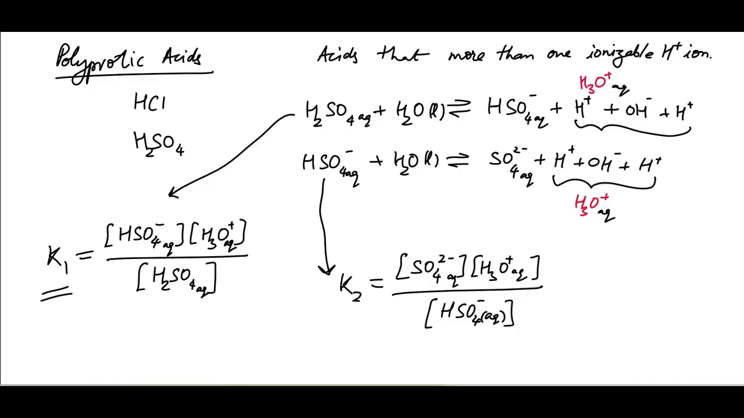Now K1 and K2 have different values, and the one which has the higher value indicates an increased tendency of ionization of that particular category. Okay, understood? So this is about the polyprotic acids, and we will also understand about the dissociation constant of an acid or a base using a numerical. Okay, so let's take one numerical.